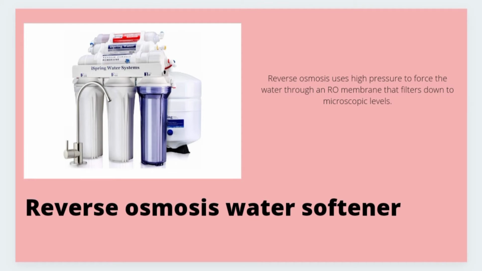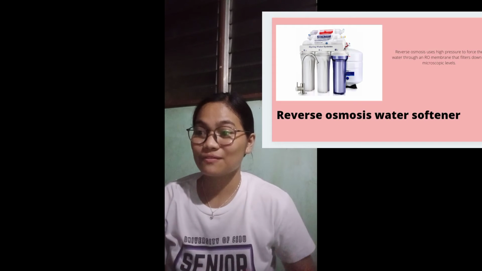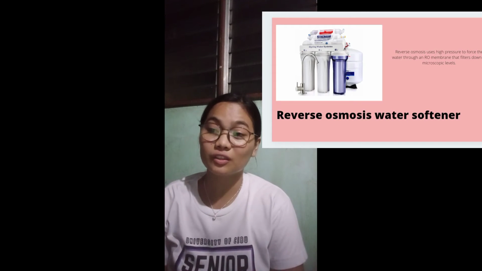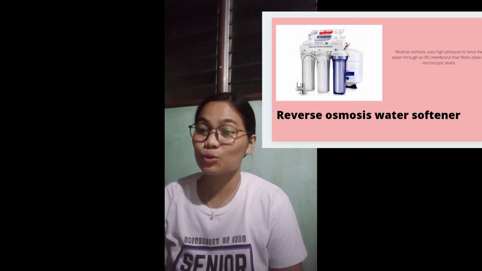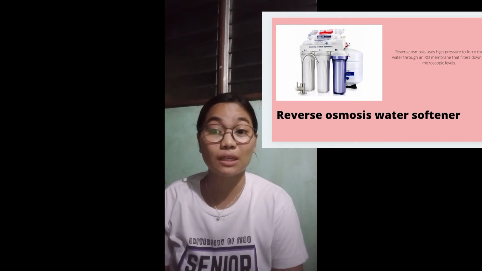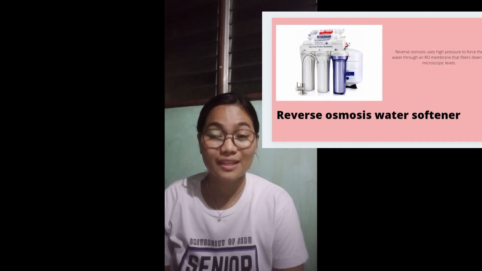And the third one is the reverse osmosis water softener. Reverse osmosis uses high pressure to force the water through the RO membrane that filters down to microscopic levels. The water will also be fed through several other filters on the way to ensure that all impurities and bacteria are removed. This is very safe to drink.